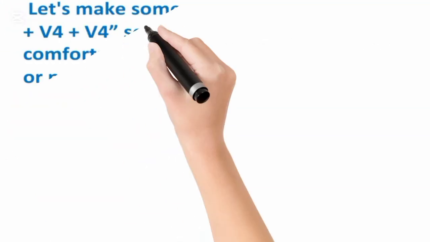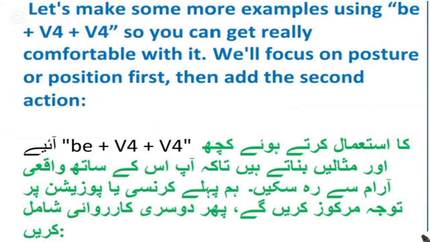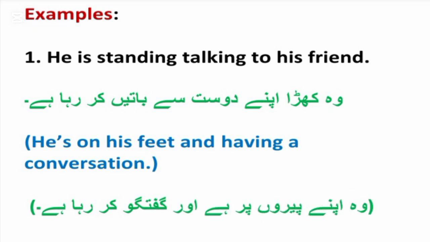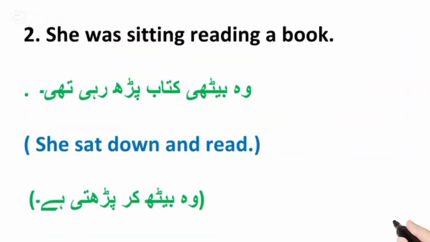Let's make some more examples using B plus V4 so you can get really comfortable with it. We'll focus on posture or position first, then add the second action. He is standing talking to his friend. He's on his feet and having a conversation. She was sitting reading a book. She sat down and read.